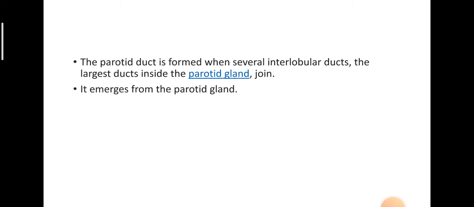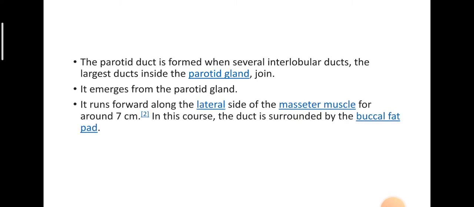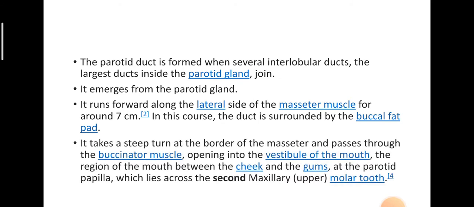It emerges from the parotid gland. It runs forward along the lateral side of the masseter muscle for around 7 centimeters, and in this course, the duct is surrounded by the buccal fat pad. It takes a steep turn at the border of the masseter and passes through the buccinator muscle, opening into the vestibule of the mouth, the region of the mouth between the cheek and the gums, at the parotid papilla.